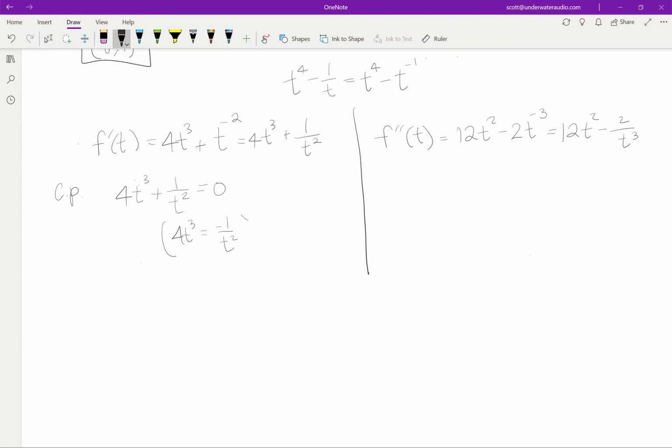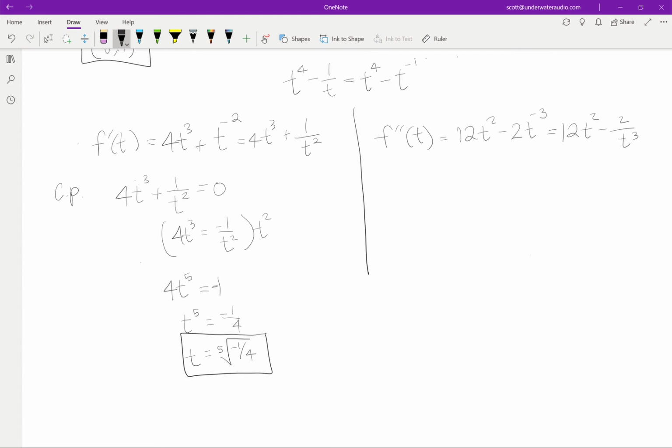I'll multiply both sides by t squared. That would be 4t to the 5th equals 1. Oh, and that's a negative 1. Let's not mess that up. And dividing by 4, t to the 5th equals negative 1/4, or t equals the 5th root of negative 1/4. So that right there is my critical point.